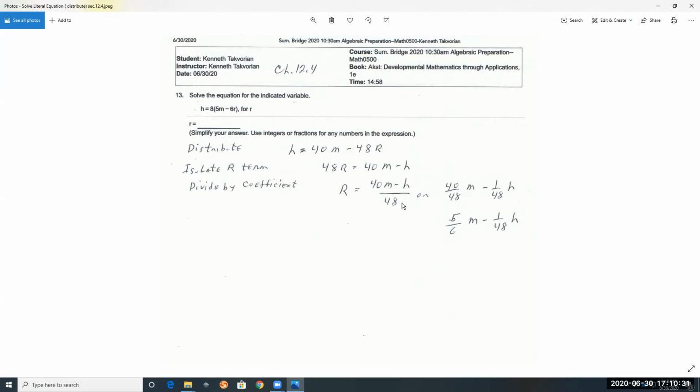But in some problems coming up in the graphing chapter, you may need to divide this out. So it would be 40 over 48 times M minus 1 over 48 times H. This, of course, reduces to 5/6 M minus 1/48 times H.